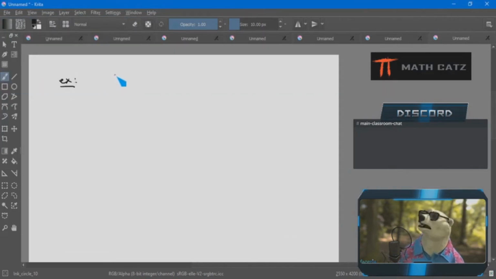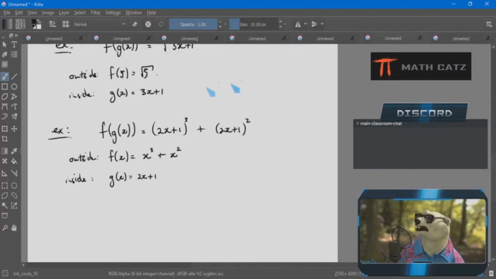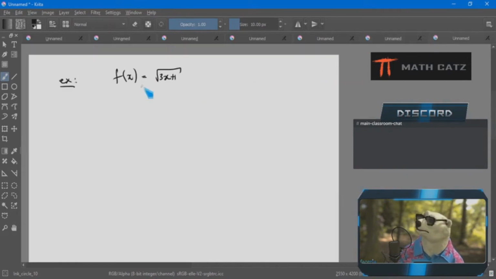What we're going to do is do the exact same function, but I'm not going to tell you what the names of the inside-outside functions are. Actually, this isn't the same function, is it? Oh, it is. 3x plus 1 square root. Yeah, same as the previous example. I'm just going to give you a function. It has a name. Its name is f.